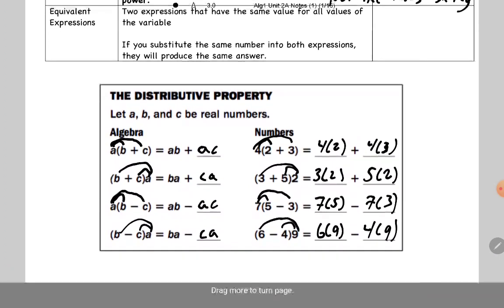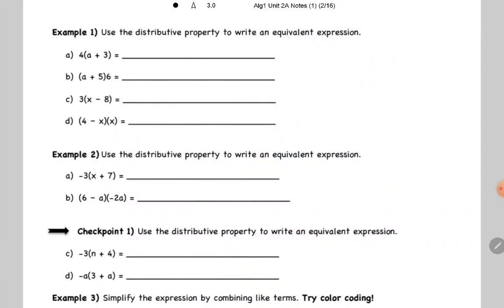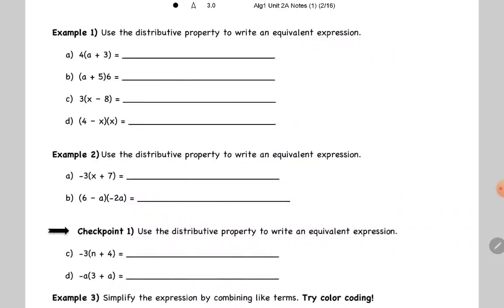Okay, let's do more. Alright, here we go. Use the distributive property to write an equivalent expression. I'm going to use the distributive property to make my rainbows. So that means 4a plus 4 times 3. So 4 times a is just 4a, and then 4 times 3 is 12. And then we're done.